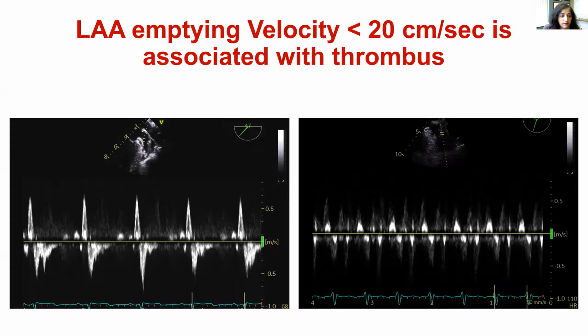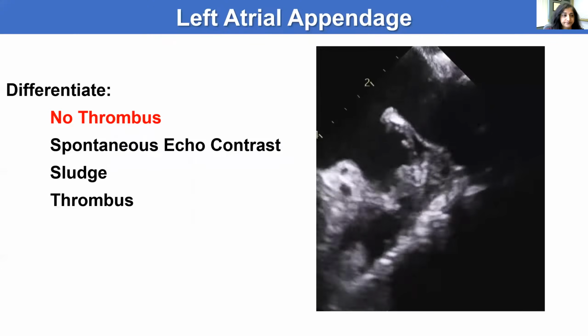This patient is in normal sinus rhythm with normal velocities. On the right side of the screen, you see a patient with atrial fibrillation with heart rate in the 110s to 120s with very reduced emptying velocities of their appendage, less than 20 centimeters per second, which would put them at increased risk for stroke.